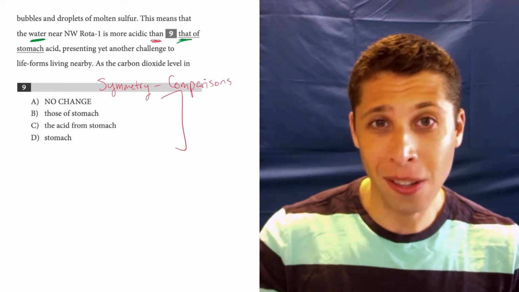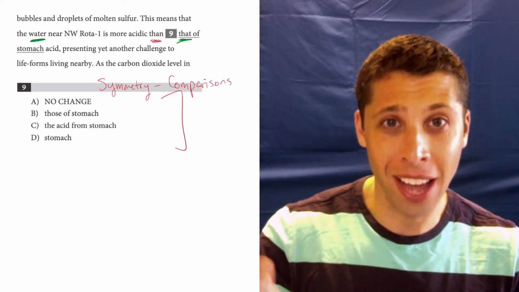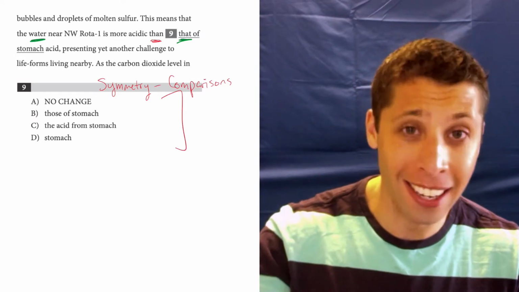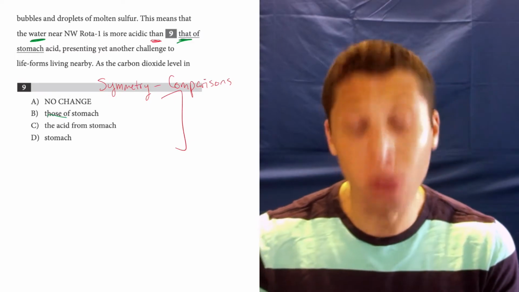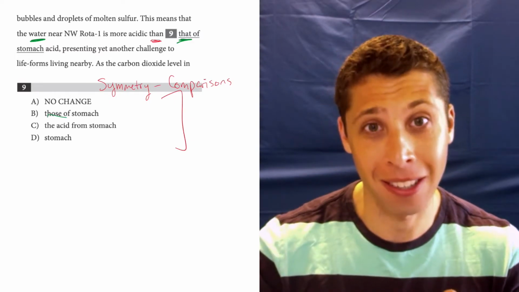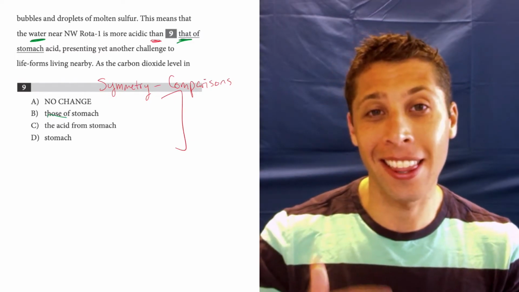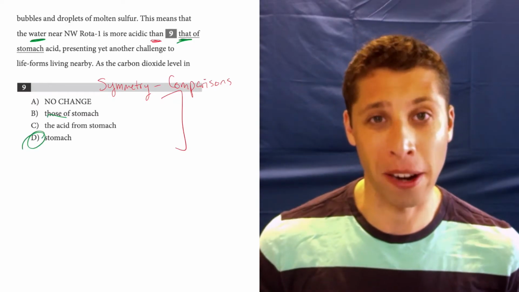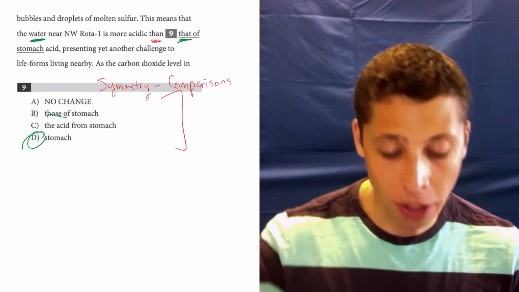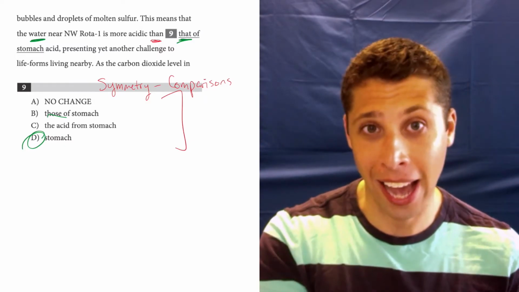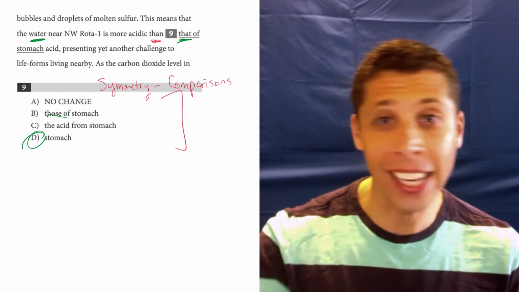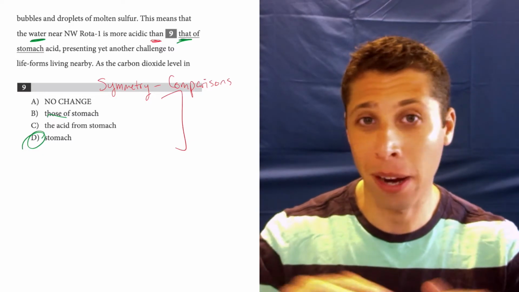So this is a case where choice A is normally the one that's right on the SAT, because normally we need to add in a "that" or a "those" to fix a bad comparison. But in this case, those words are making it worse. And the best way to make the comparison is to say that the water is more acidic than stomach acid. We're comparing water to stomach acid. We don't need any extra words because we're not comparing any extra things.